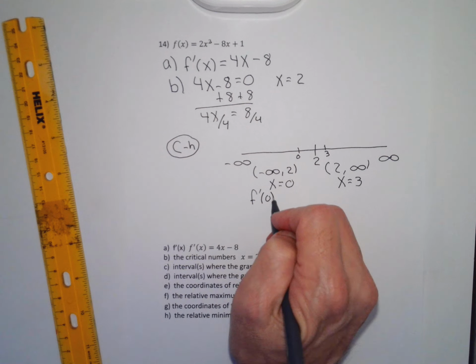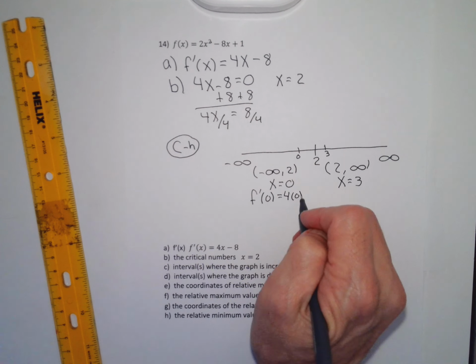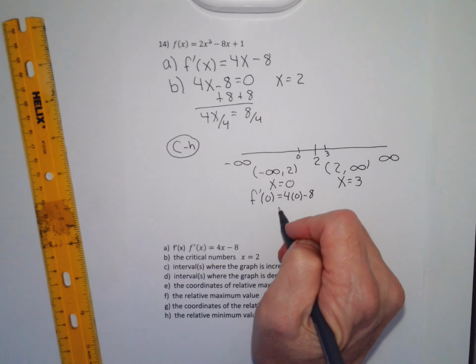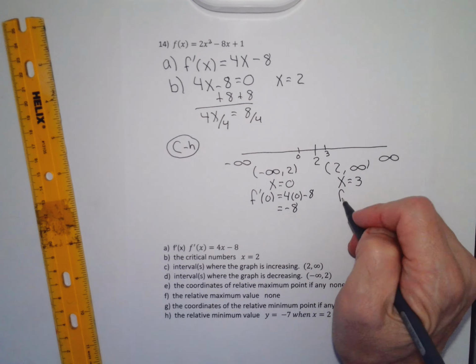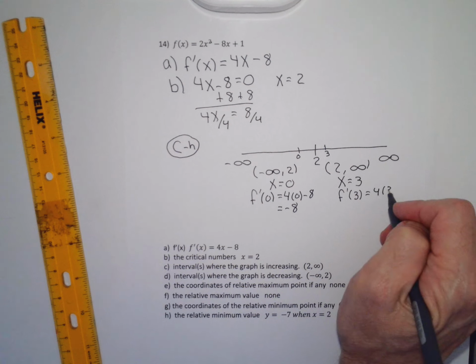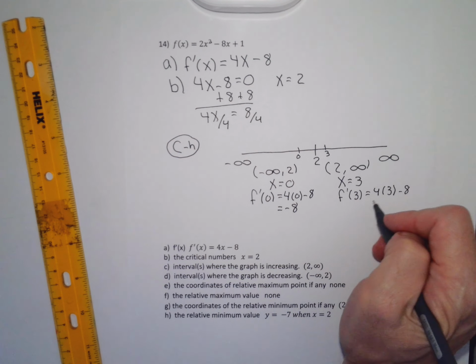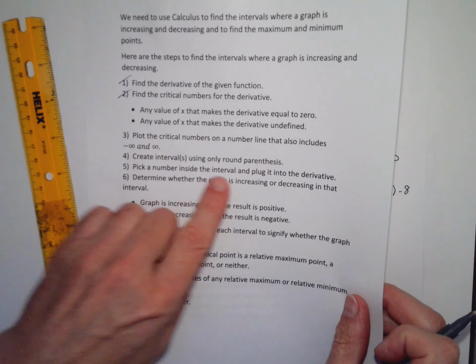So I'm going to do f prime of 0 is 4 times 0 minus 8. And that comes out to minus 8. And I'll do the derivative evaluated at 3. That's going to be 4 times 3 minus 8. And I'm just doing the simple math in my head. That comes out to 4. So I picked a number, I plugged it into the derivative.